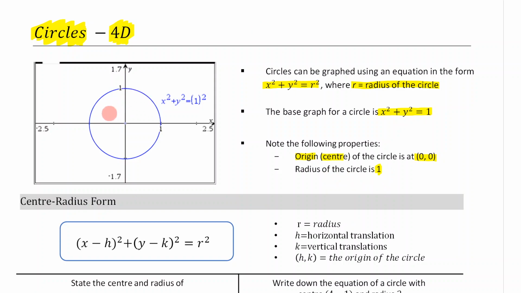So if we look at our graph here, we've graphed x squared plus y squared is equal to 1. The center is 0, 0, and the radius is 1, meaning the distance from the edge of the circle to the center is 1. And there it is right there. So there is our base rule for a circle. It gives us information about the center and the radius.